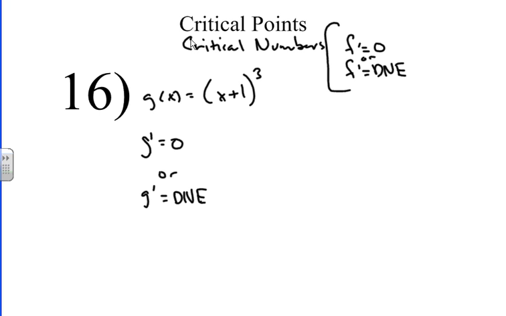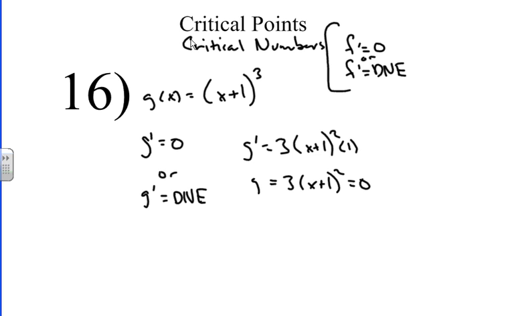Well, obviously, if that's what we're asked to do, how are we going to do it? Well, I guess we're going to find g prime. In order to do this, we're going to use the chain rule. So we take the derivative of the outside, which is 3 times (x plus 1) squared, times the derivative of the inside function, which is 1. That derivative does not ever fail to exist, because it is a polynomial and it will exist everywhere.